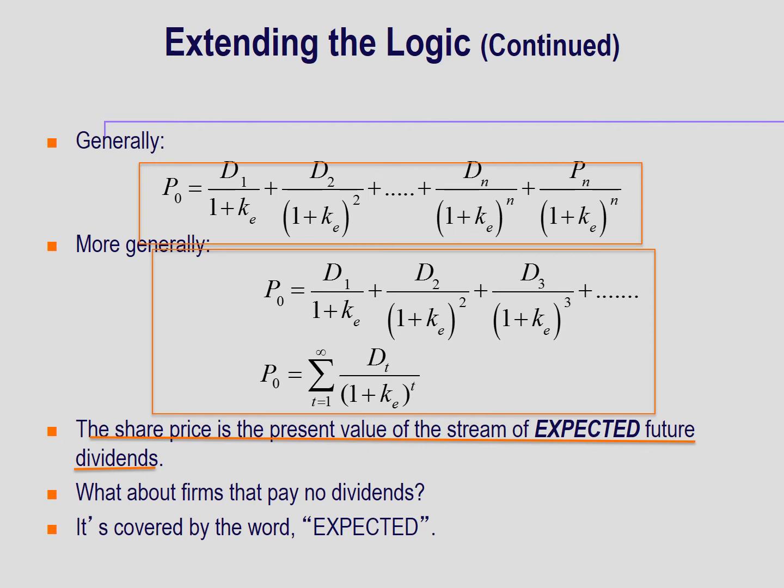What about firms that pay no dividends? It's covered by the word expected. In the limit, you could imagine a firm that never pays a dividend and reinvests all earnings. Then, at the end of time, the firm liquidates and pays one huge payment to shareholders. Our dividend valuation model still applies, and the share price is the discounted value of that one and only payment.